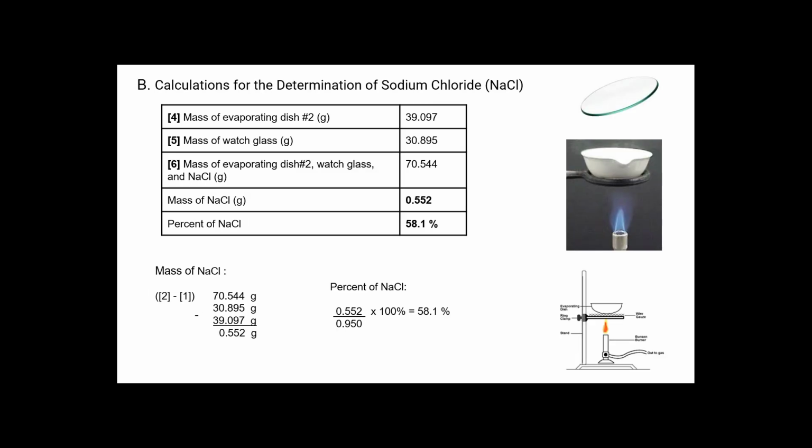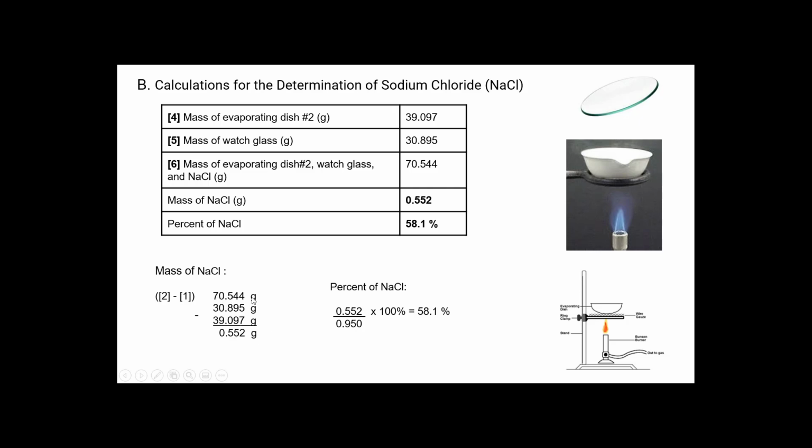The next one is a little easier. You have a mass of evaporating dish, mass of a watch glass, that looks like a little coaster kind of thing, and mass of an evaporating dish, watch glass, and sodium chloride. So you need to subtract these. I didn't put it here, and sorry, this is a mistake. I didn't realize I had that. You would take 6, subtract 5, and subtract 4. So basically you're subtracting all of the instrumentation or glassware to determine how much of your sample you recovered.